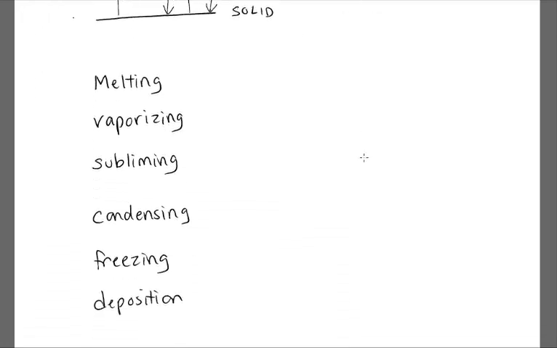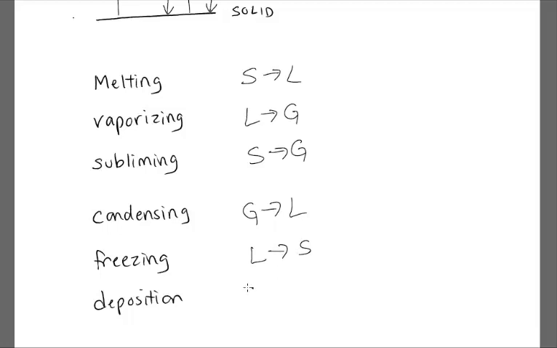All right, and then looking at those specific terms, melting is solid to liquid, vaporizing is liquid to gas, subliming is solid directly to gas. And then the opposite cases, condensing is when a liquid forms from a gas, freezing is when you go from a liquid to a solid phase, and deposition is gas to solid. And so these all occur for every type of substance.